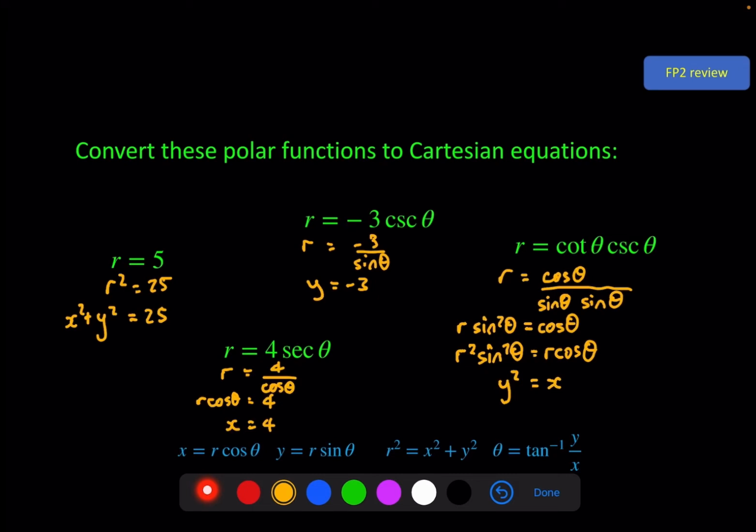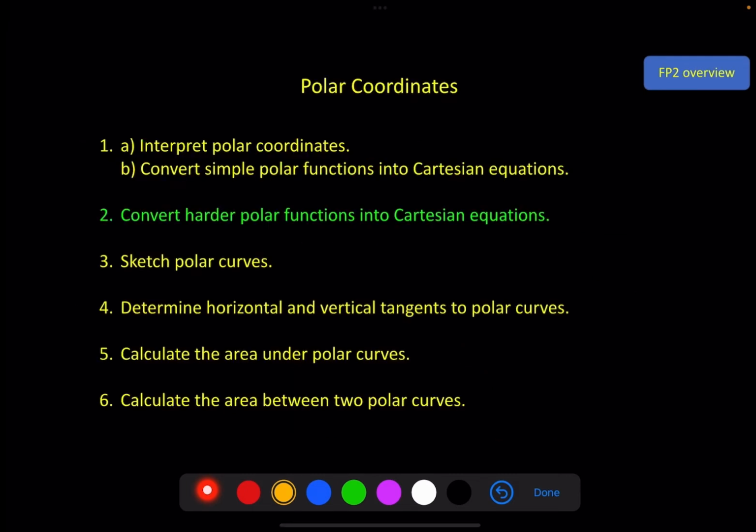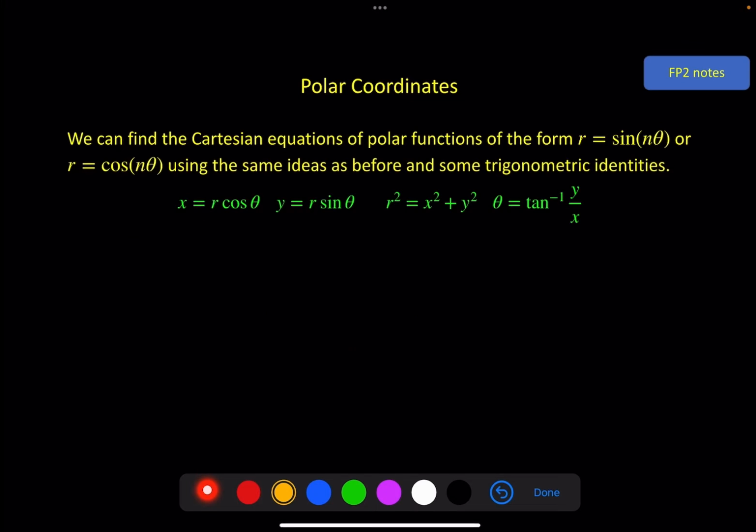I referred to these as basic polar functions in the last video, because in this video we're going to convert harder polar functions into Cartesian equations, but it's a very similar idea. We're still using these four things here, but this time, in order to convert polar functions of the form r equals sine n theta or cos n theta, we need to use some trigonometric identities as well in order to make this or this something that we can turn into r cos theta or r sine theta. These are still the things we're aiming at. And if we've got powers of r, then we can use this to help us with that.